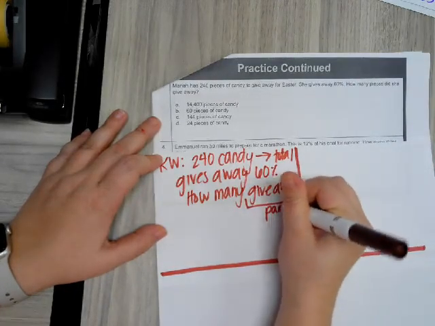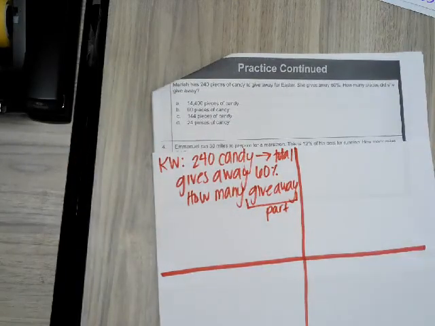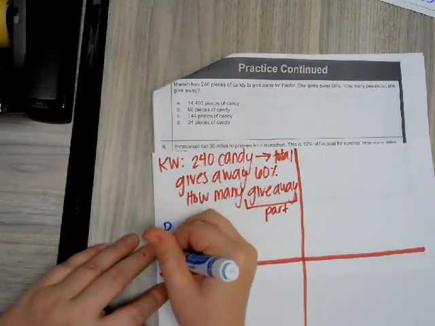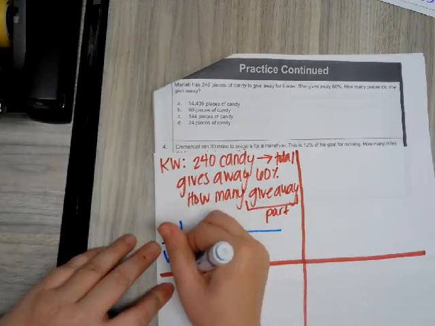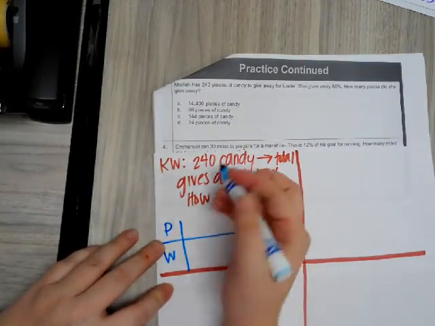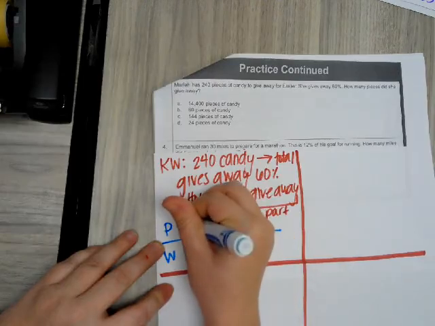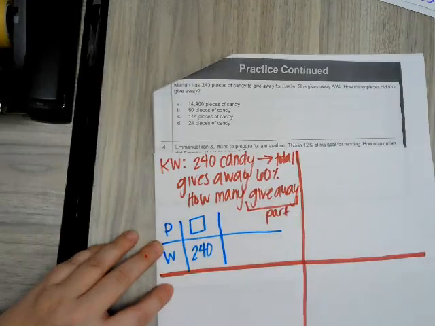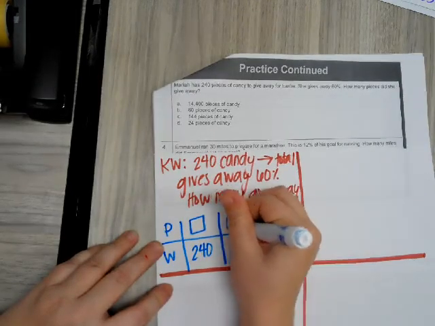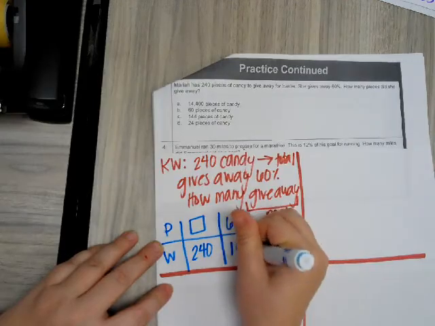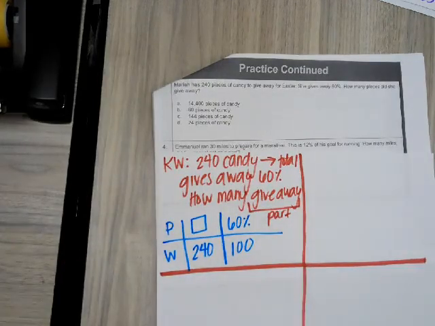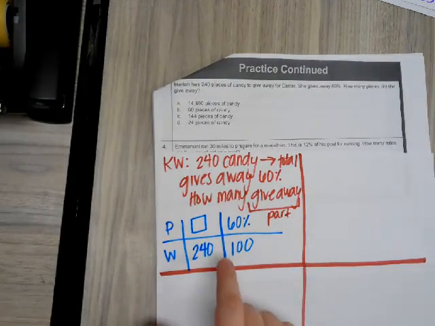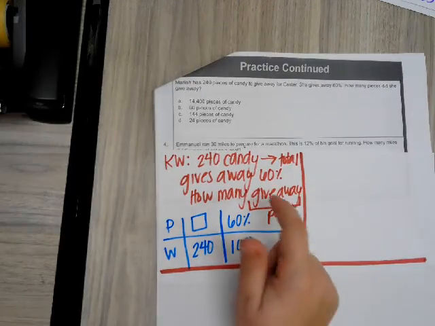So let's go ahead and make a proportion or a ratio table. So we have our part, we have our whole. We know that she had 240 pieces, but we don't know how many of that she gave away. We know that she had 60%, and percents are out of 100, correct? I don't have a pattern here. I can't get from 240 to 100 or from 60 to 100. Or I could, I just don't know that rule off the top of my head.